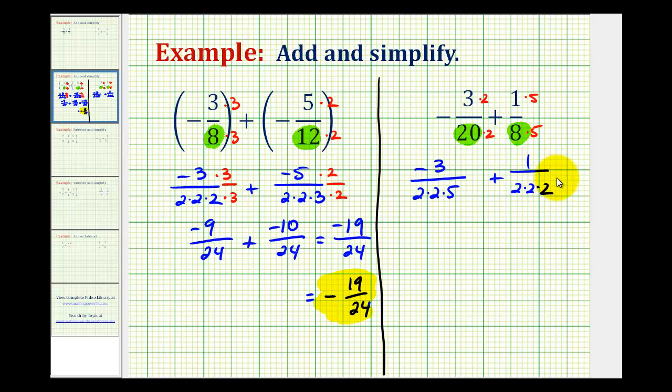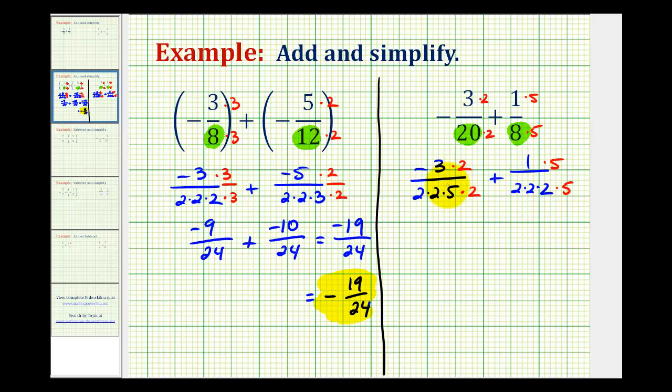So now, if the prime factors of the denominators are the same, we'll have a common denominator. So now notice, in order for these prime factors to be the same, this denominator will need another factor of 2. So multiply both the top and bottom by 2. And notice how the second fraction is missing the prime factor of 5. So we'll multiply the second fraction by 5 over 5.